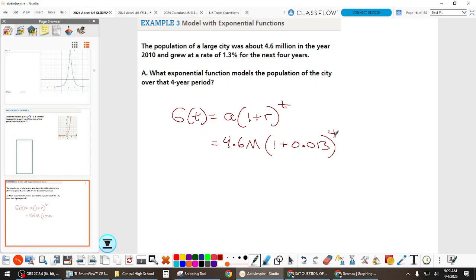Okay. 1.3% for the next 4 years implies that this is annual. It doesn't say it specifically, but it kind of is embedded in it. All right, plug that in, see what the population will be then. Just do 4.6 and just know that you'll say million when you're done. The answer is about 4.843.